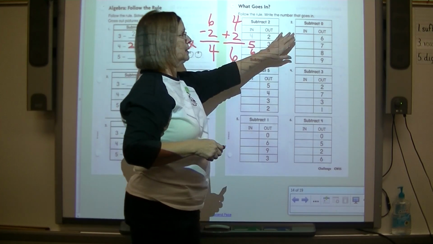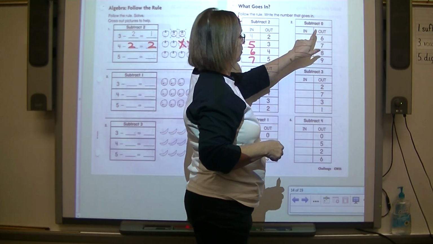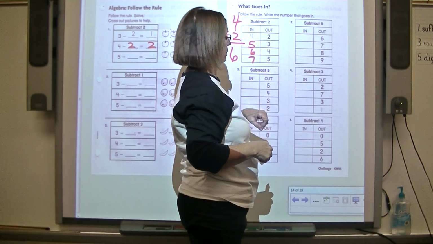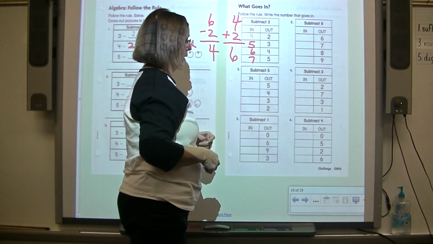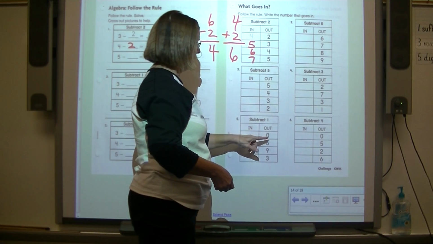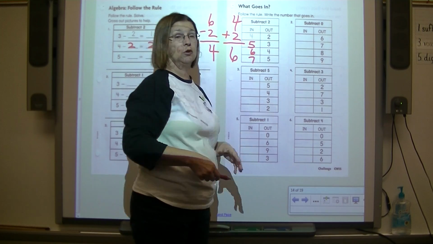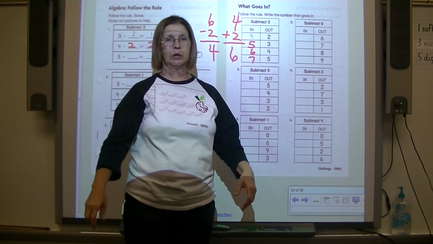So, if we're missing the big number, take this number and this number and add it to get what goes here. This number and this number will give you the big number. Every one of these. You add this number in this column to the rule, and that gives you what was put in there. Okay. All right, boys and girls, this is exciting.